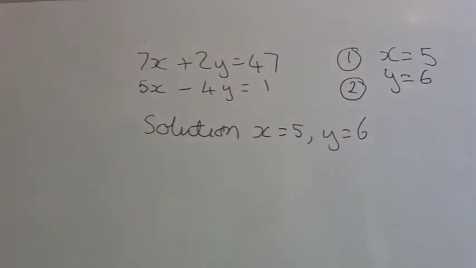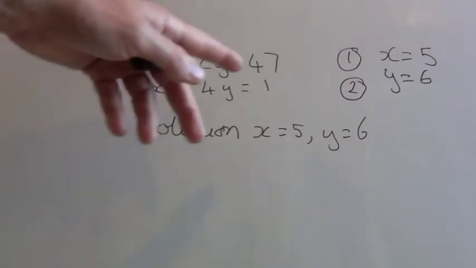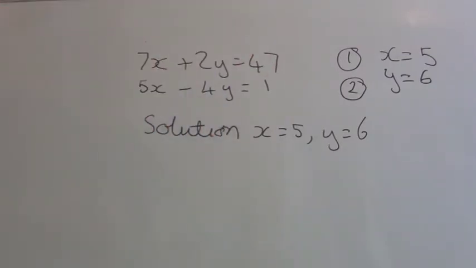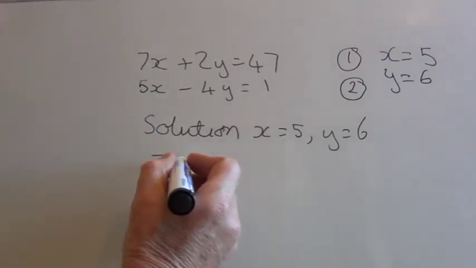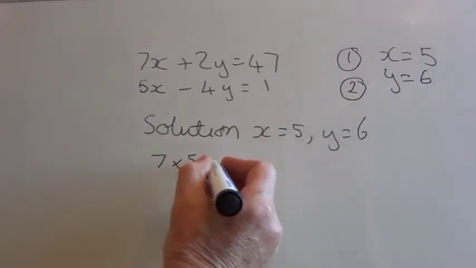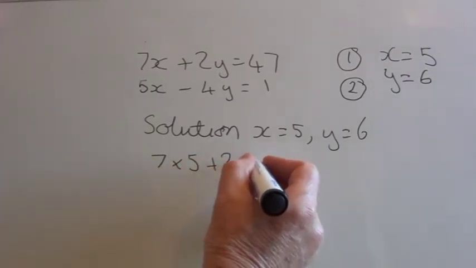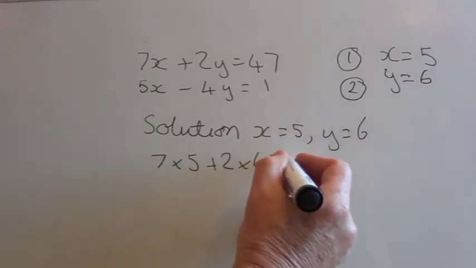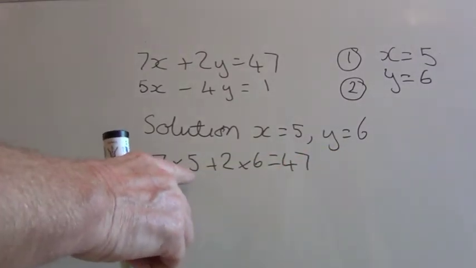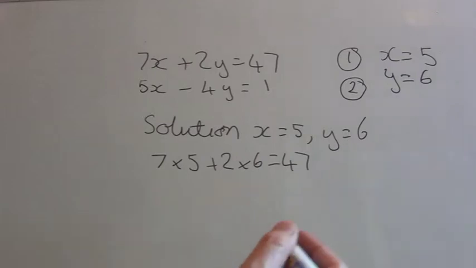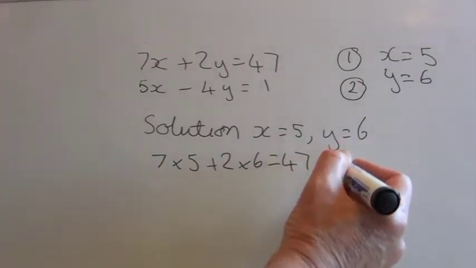Now all that's left is to plug these back into the original equations 1 and 2 just to prove that we are correct. So if we say 7 times 5 plus 2 times 6 equals 47, so we have 35 plus 12 equals 47, and that is correct.